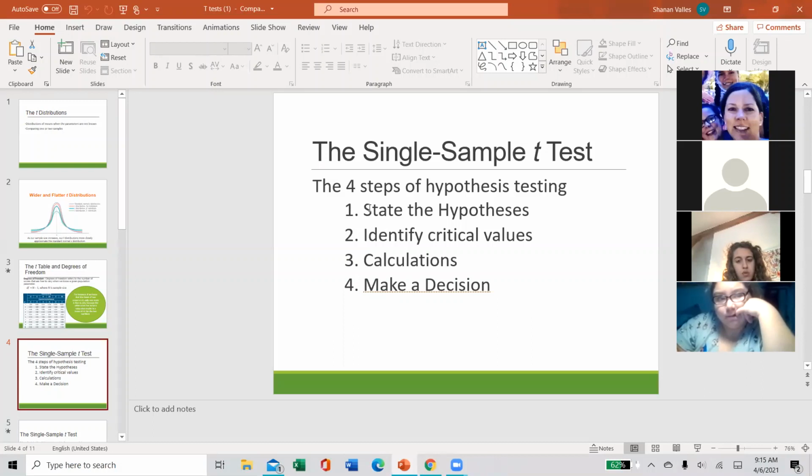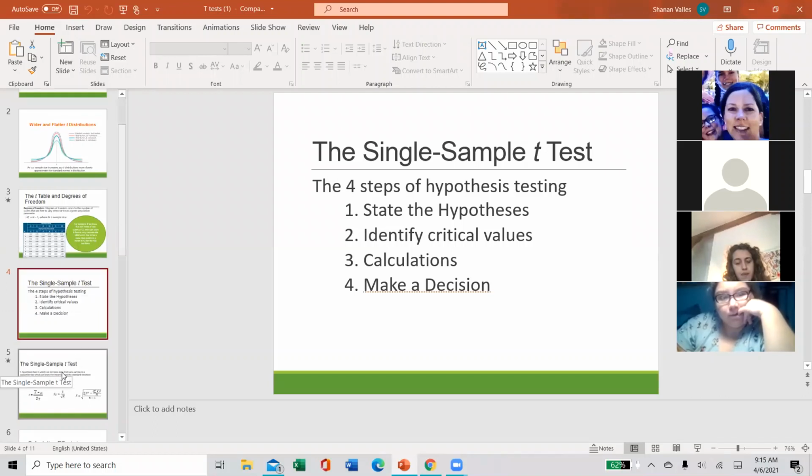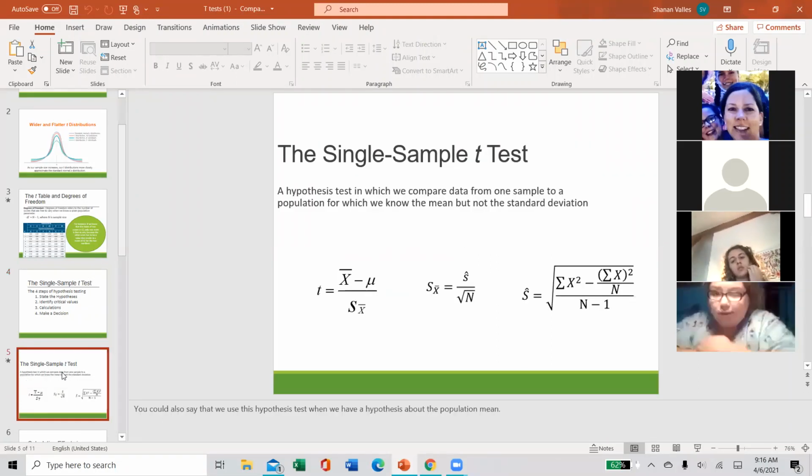Any questions about steps 1 through 4? Anything like that? No? We'll just have to put it into practice to see how it works, right? All right, now take a deep breath. We're going to get some formulas here, but it's okay. We can do it.